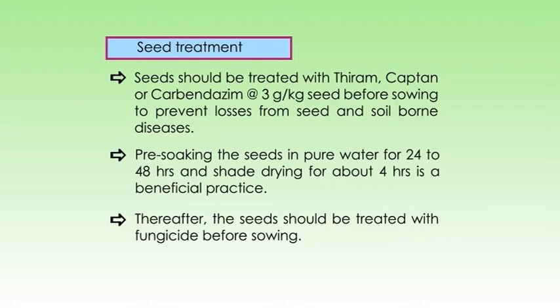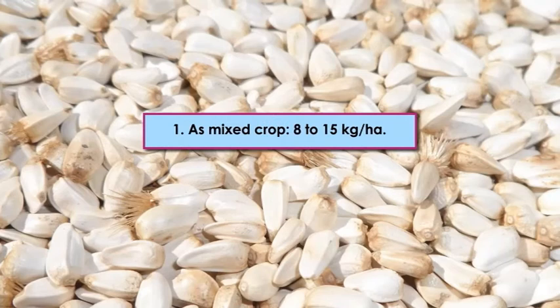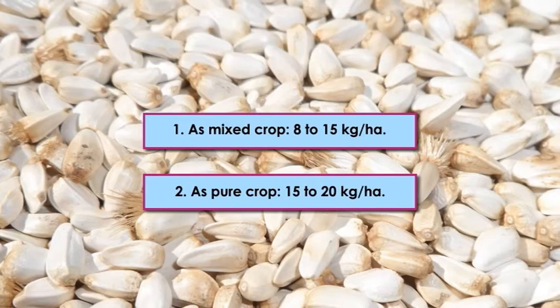Now let's come to the seed rate. The seed rate depends on the variety, the method of sowing, and the cropping system adopted. Plant population of about 1 lakh plants per hectare is maintained for successful yield or good output. The seed rate is suggested for different cropping system or condition as: number 1, as a mixed crop, which requires about 8 to 15 kg per hectare. Number 2, as a pure crop, which requires about 15 to 20 kg per hectare.